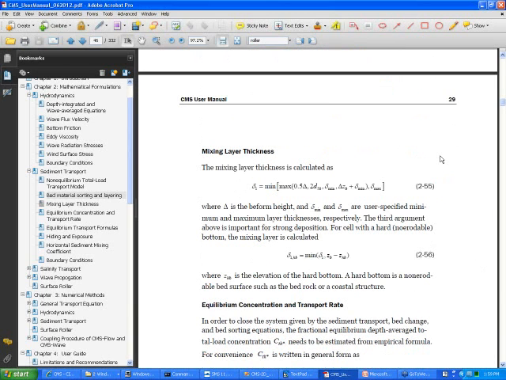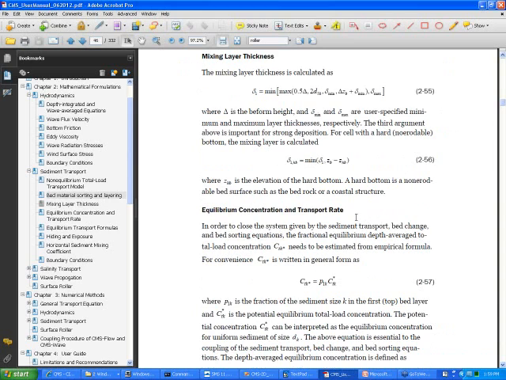So there's lots of ways of estimating the mixing layer thickness. As a minimum, it is twice the median grain size, and also half the bed form height. But we also take into account the deposition during that time step.